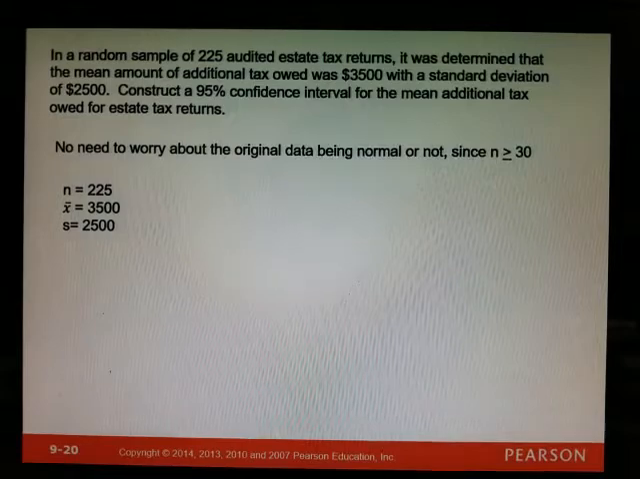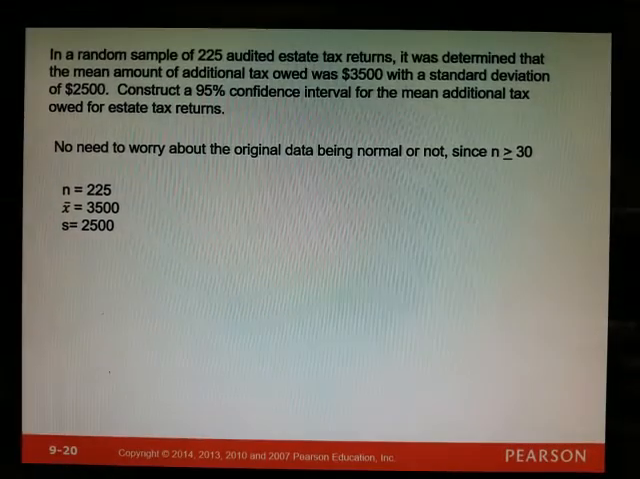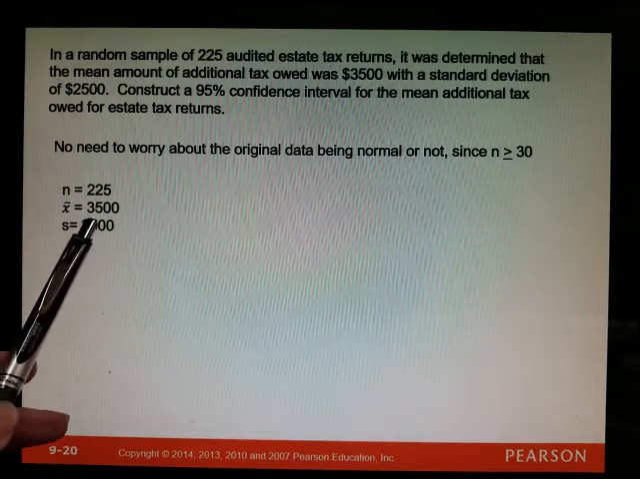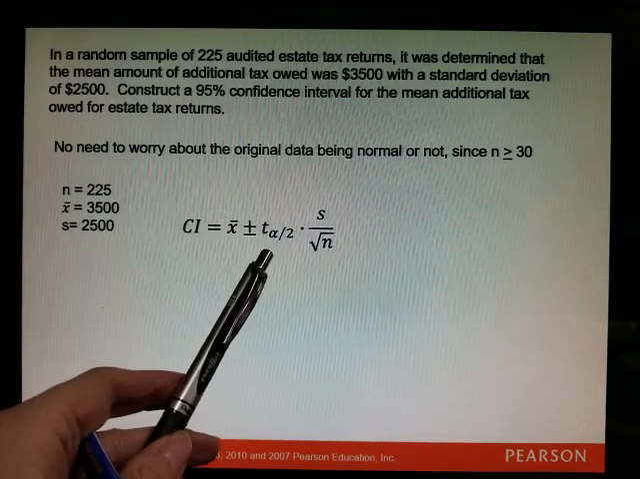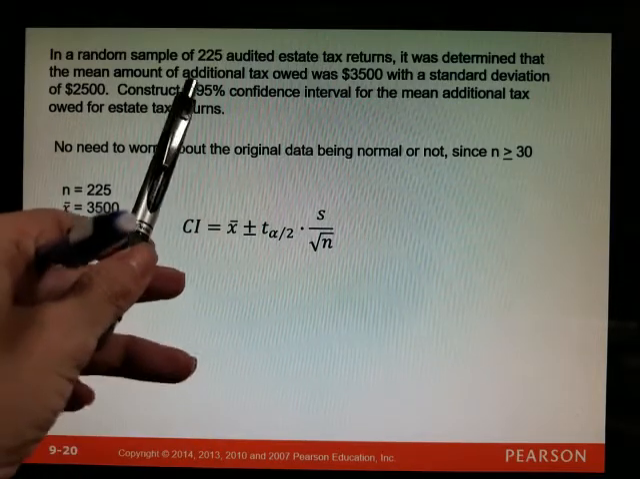Okay, guys. See, we already have more than 30 in our data set, so I don't even need to test for normality at all. So n was 225. There was my sample mean. There's my standard deviation. Oh, I need to get this t. Guys, how confident do I want to be? I want to be 95% confident.